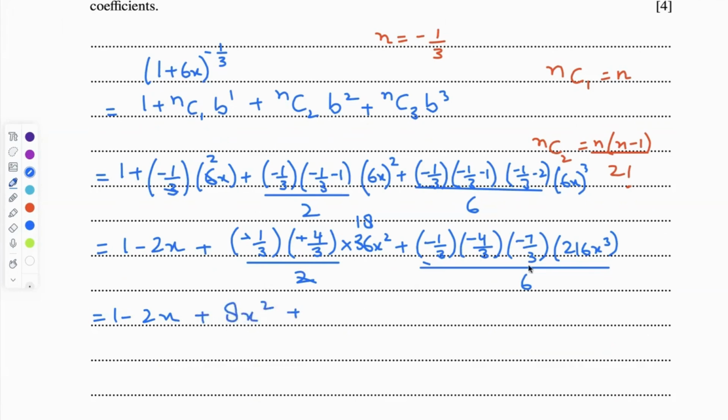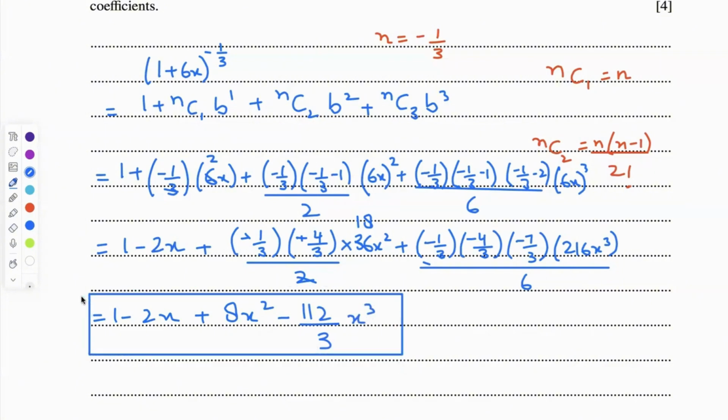And finally, substituting all of this in the calculator, we'll get minus. So minus minus becomes plus, and plus minus is minus. So this will become a negative sign over here. And as we substitute this in the calculator, we'll get the final answer as minus 112 upon 3 x cubed. So the final answer will be 1 minus 2x plus 8x squared minus 112 upon 3 x cubed.